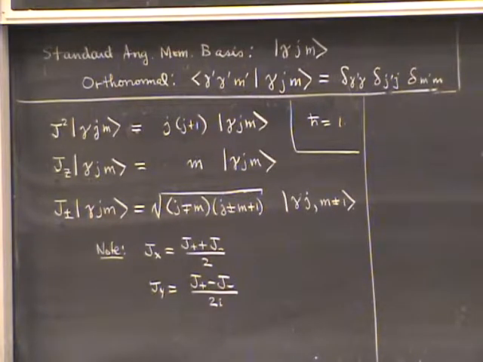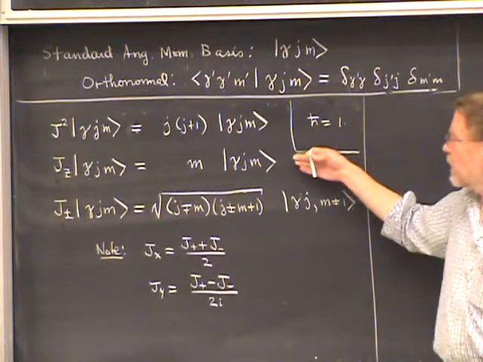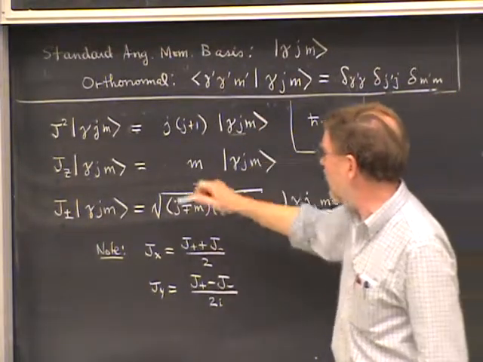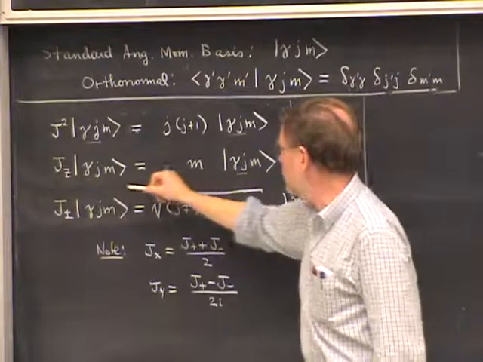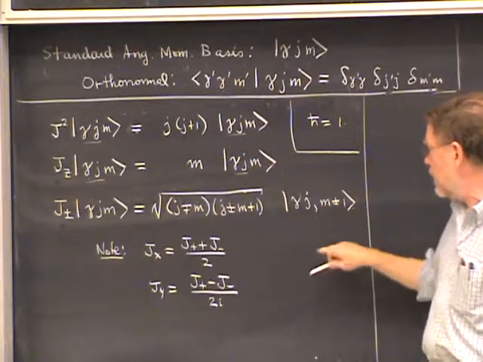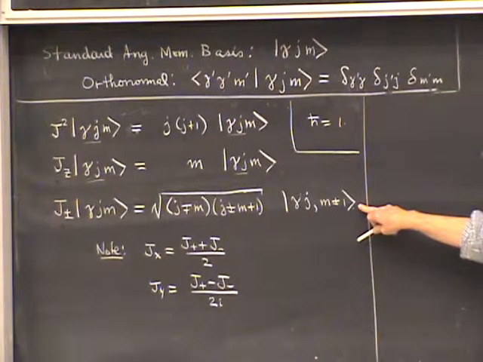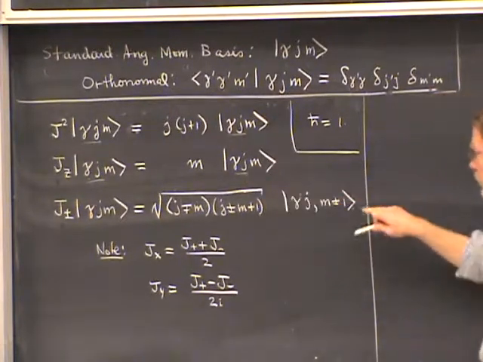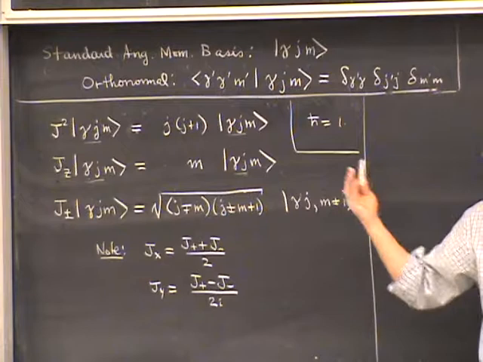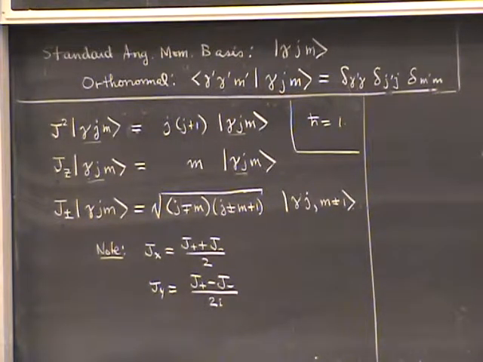Anyway, this is the structure of these actions of these angular momentum operators on the standard angular momentum basis. One of the things you can notice right away from these formulas is that these angular momentum operators don't change the values of gamma and j. The gamma and j on one side is the same as that on the other side. In fact, some of them don't even change the value of m. As you can see here, the m is the same on both sides. But the raising and lowering operators certainly do change the value of m. So we can say, in general, that angular momentum operators leave the gamma and j indices alone, but they change the m values. Again, this is related to the fact they change the orientation, but not the values of any rotational invariant.